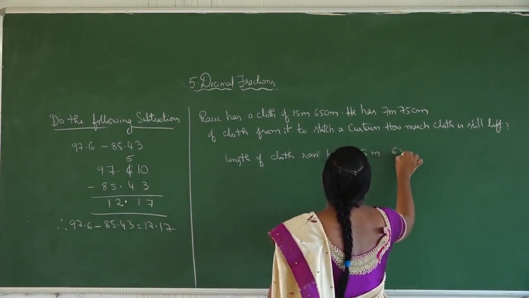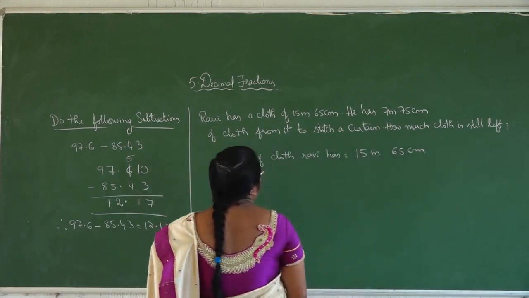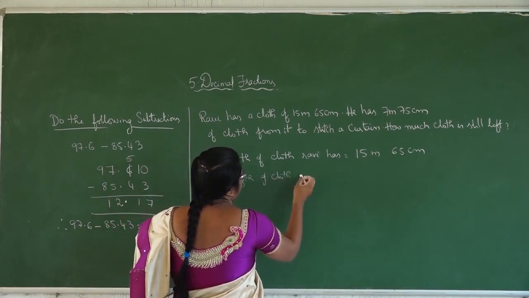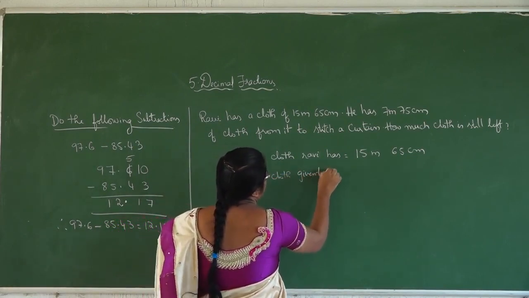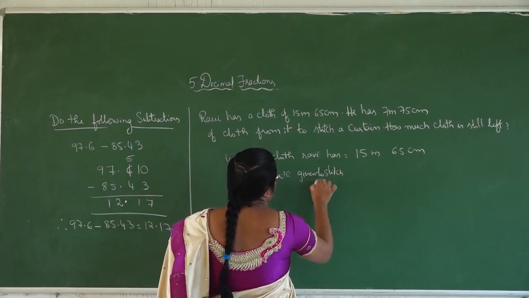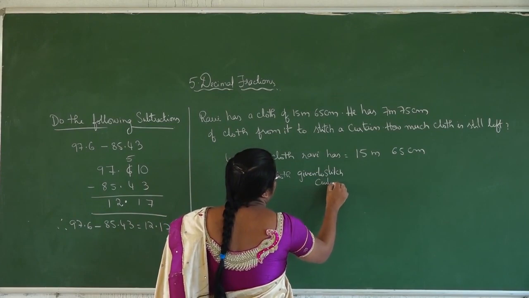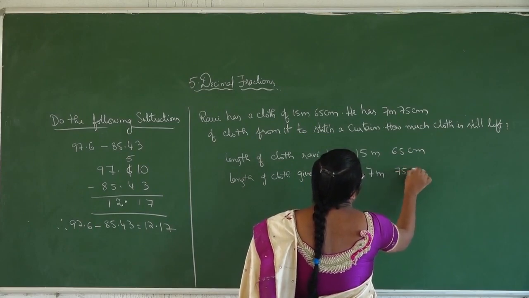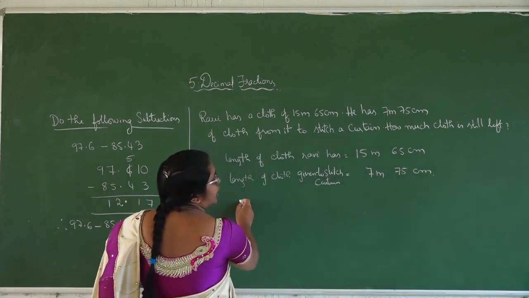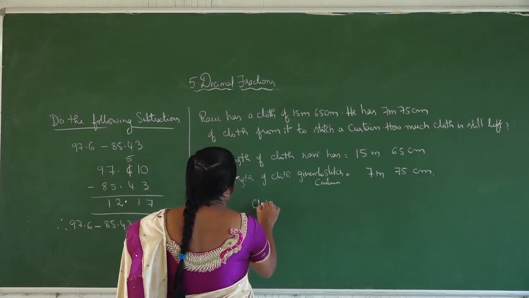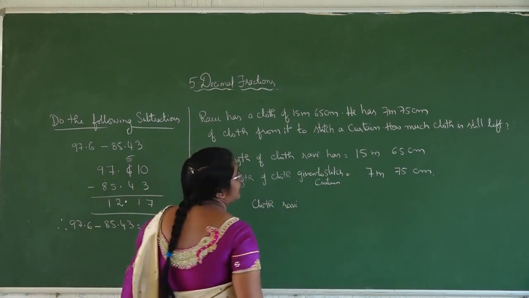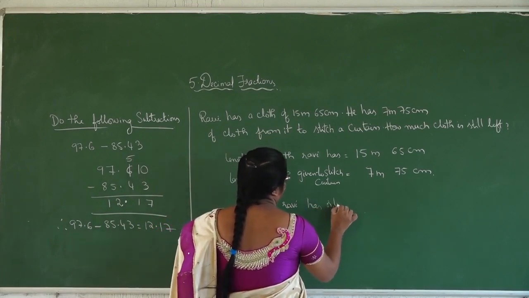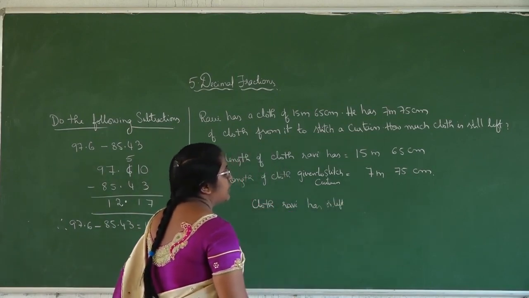15 meters 65 centimeters. Now, the length of cloth given to stitch a curtain. How much cloth is given? That is 7 meters 75 centimeters. Now they are asking how much cloth is left. Cloth Ravi has left.